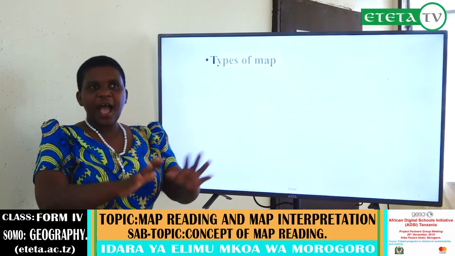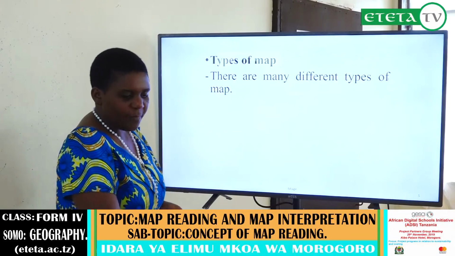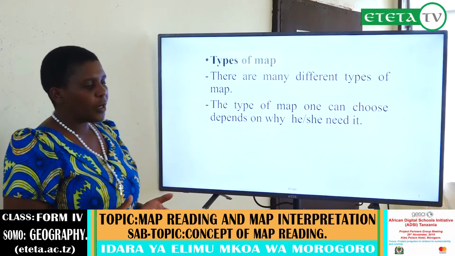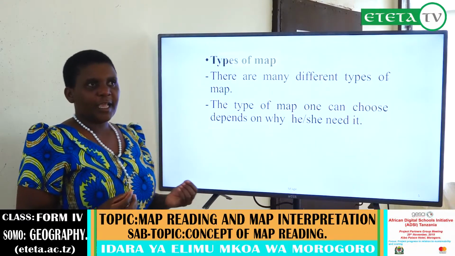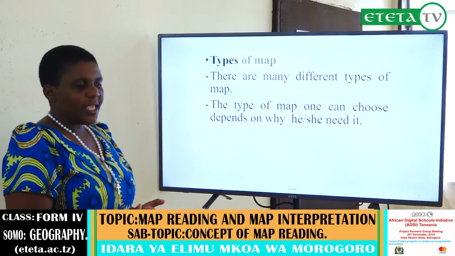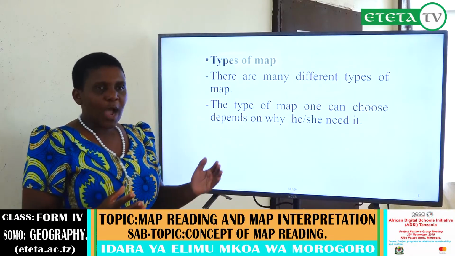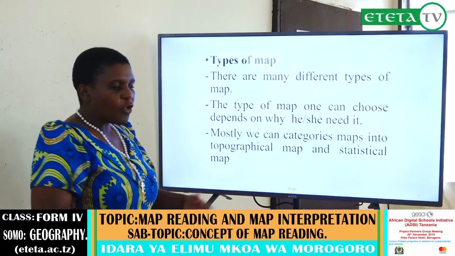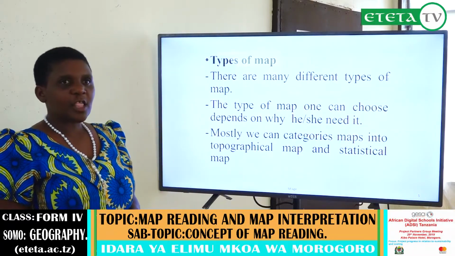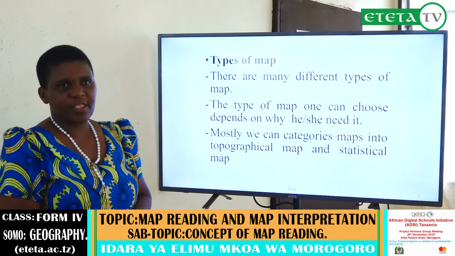In map reading, there are various types of maps. These types of maps can be chosen depending on why the one needs it. Mostly, we can categorize the maps into two, that is topographical maps and statistical maps.